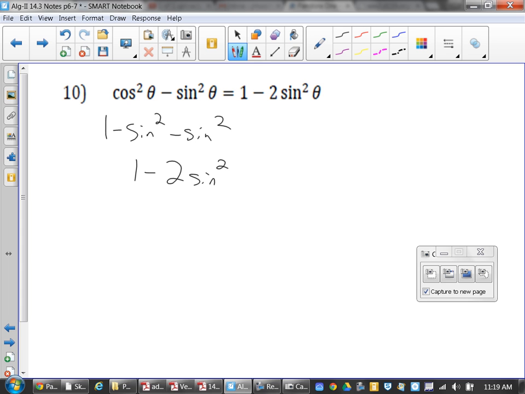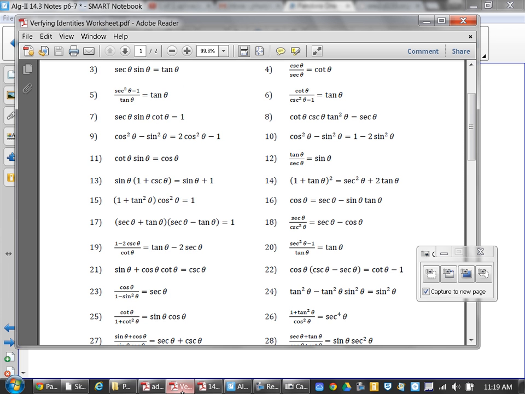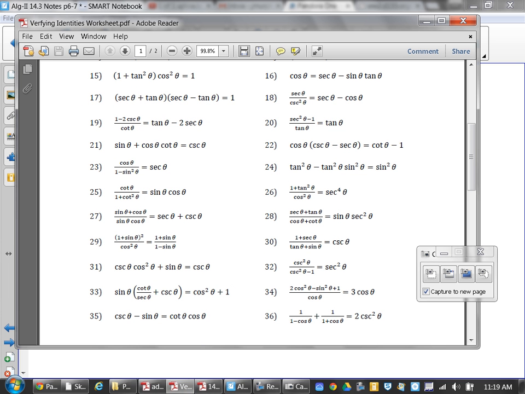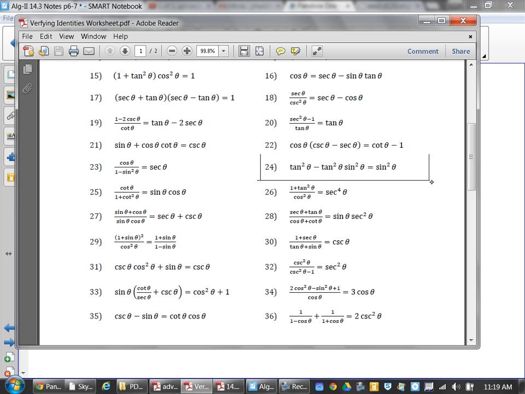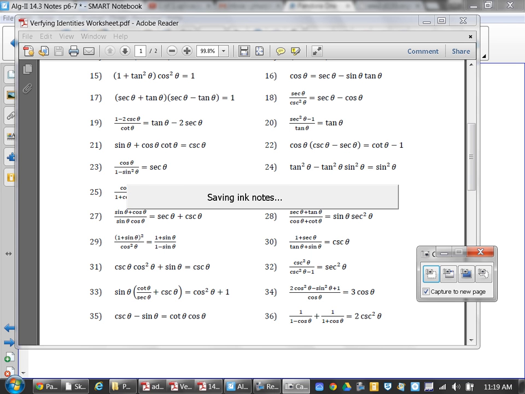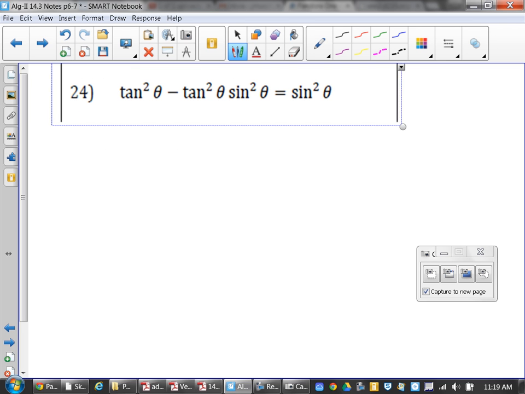24. What do they have in common? You can't just subtract tangent squared minus. No, no, you couldn't do that. That would be like canceling something off in multiplication. What do they have in common? Tangent squared. Factor it out.